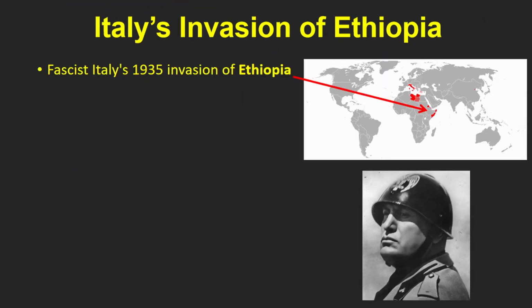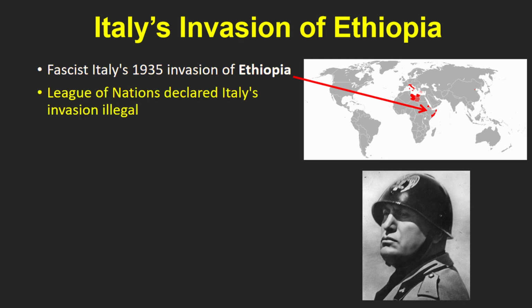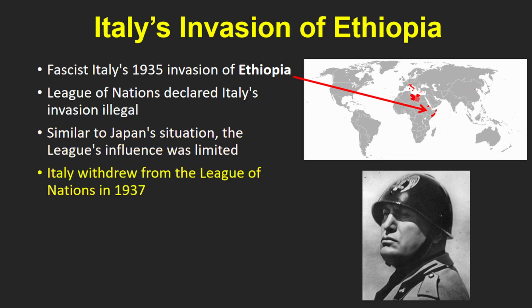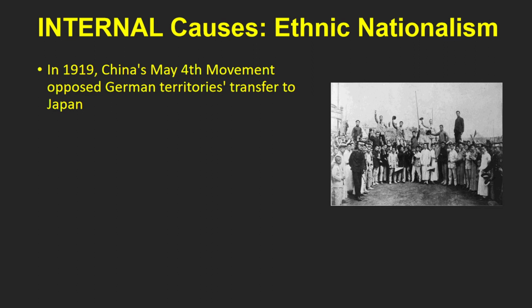Another example was fascist Italy's invasion of Ethiopia in 1935. The League of Nations had declared this to be illegal, but as in the case of Japan in Manchuria, there was not much that the League could do about it. Italy left the League in 1937. Lastly, we have to mention anti-colonial resistance.